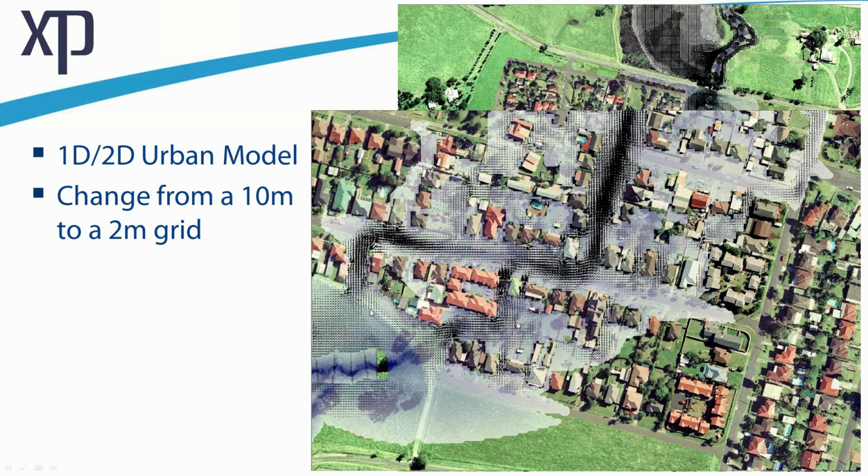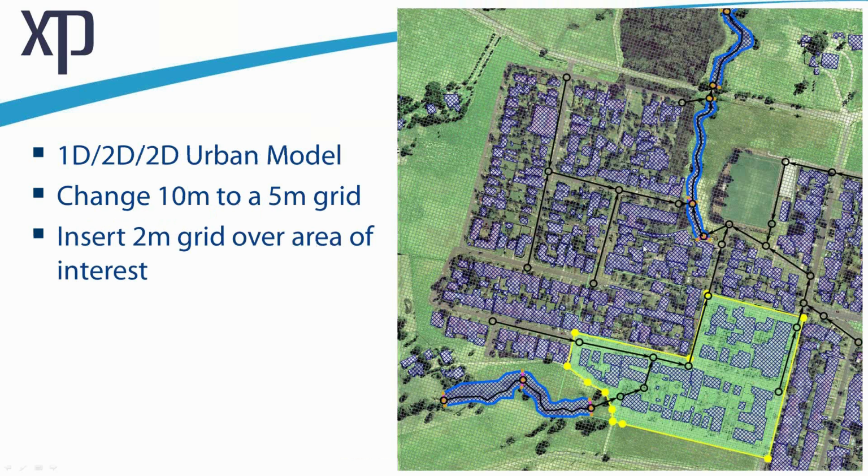So now that we've zoomed into the bottom right of the model, you can see here the flow patterns that are developing in that 2-meter resolution, much more detailed than what you would have with a 10-meter resolution. So if you like, this 2-meter grid model could be our benchmark situation. Let's now look at how we would set this up using a 1D, 2D, 2D modeling approach.